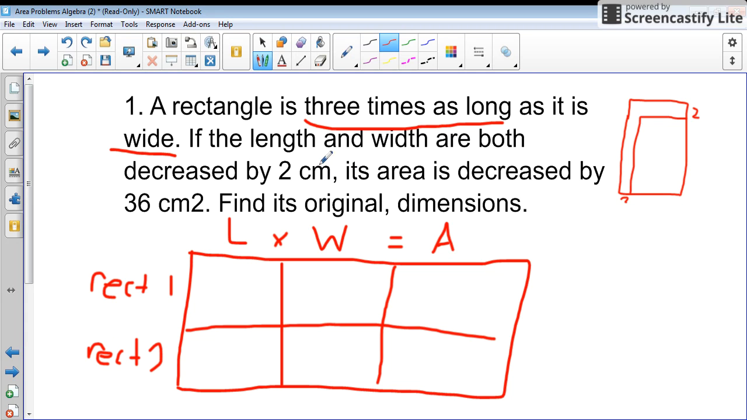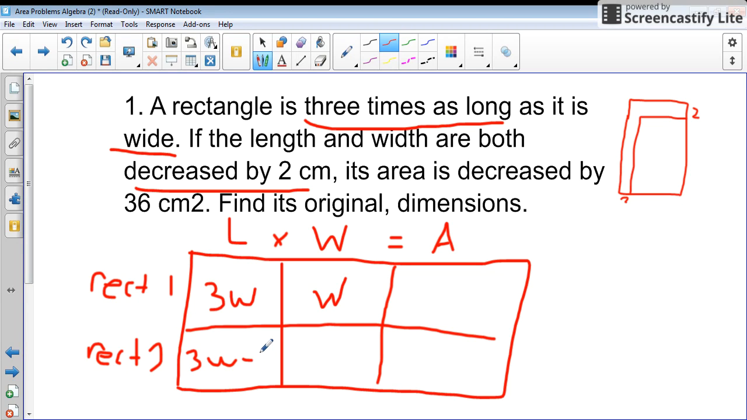So number 1 says it's 3 times as long as it is wide. So this is 3 times this. I call the width W. It is 3 times as long as it is wide. In other words, it is 3 times the width to give you the length. Alright. Now they're both decreased by 2. Decrease means take away. So I take these, and I'm just going to subtract 2 from each one.